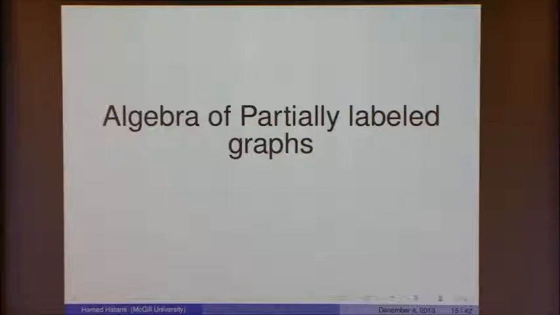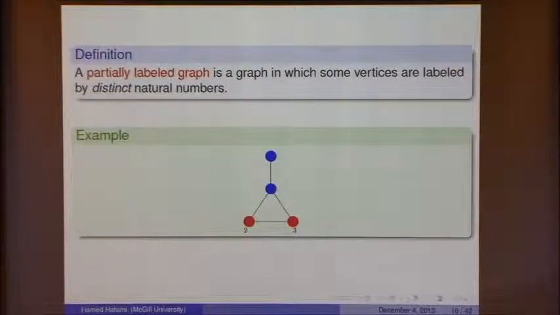Okay, so more notation. I'm going to work with something more general than graphs, and those are called partially labeled graphs. So what is a partially labeled graph? It's just a graph where some of the vertices are labeled with, say, natural numbers. So for example, this graph on 4 vertices is a partially labeled graph. This one is labeled with 2, this one is labeled with 3, and these two are not labeled.